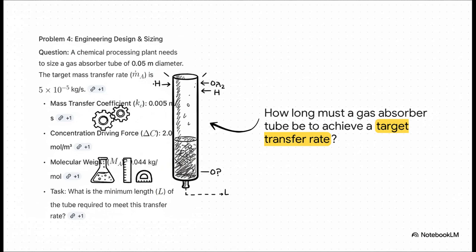So here's the final boss level. An engineer is designing a chemical plant. They know exactly how much gas they need to absorb per second. They have a target rate. So the question changes. It's not how fast does it go, it's how big do I need to build this thing to get the job done.